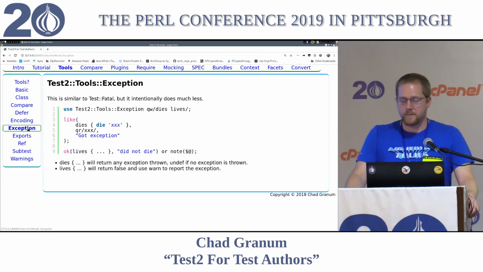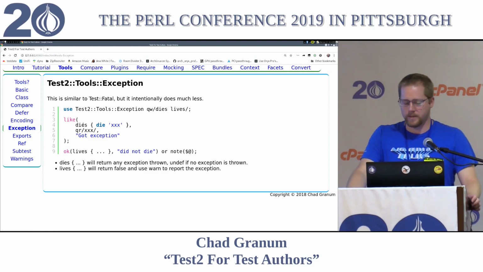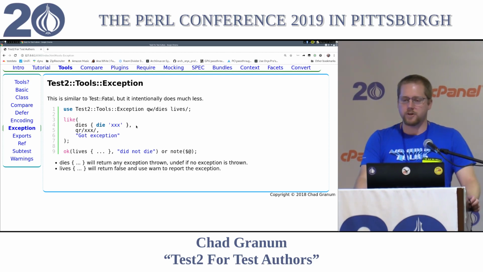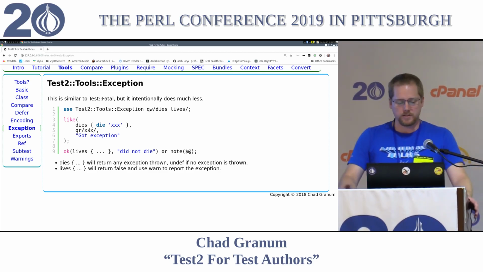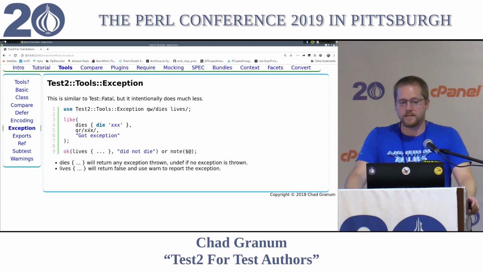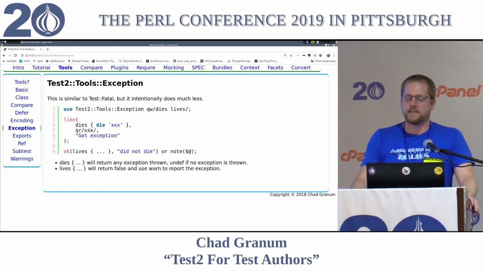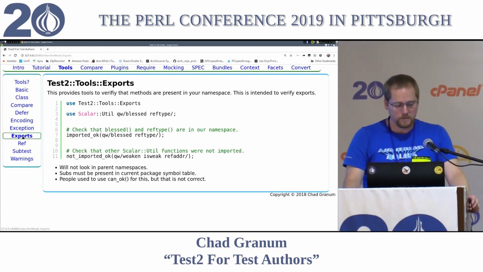Test2 comes with exception testers, specifically ones like test fatal, I believe it is. So you actually capture the exception and then you can write tests against it. There is no equivalent of dies_ok because there are a lot of really nasty bugs that can come from that interface that I don't have time to go into today.